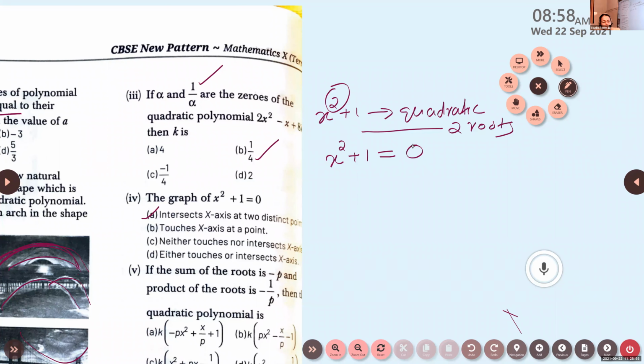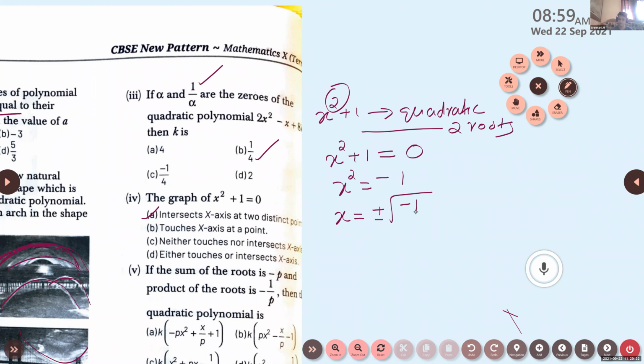Then x square equal to what? We need to find roots, which means we have to solve for x. X square equal to -1. So x equal to plus or minus root of -1. Did you study the root of a negative number, Srihari?